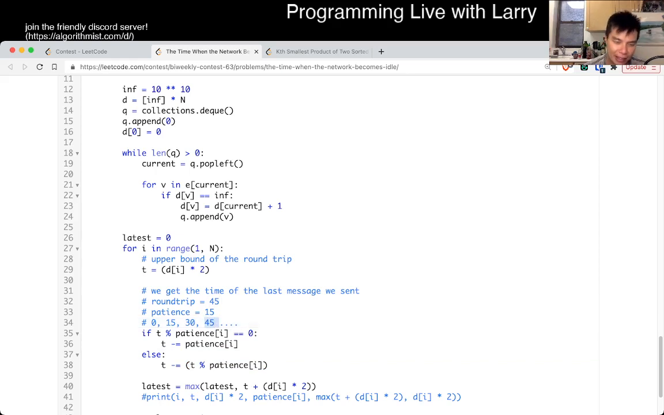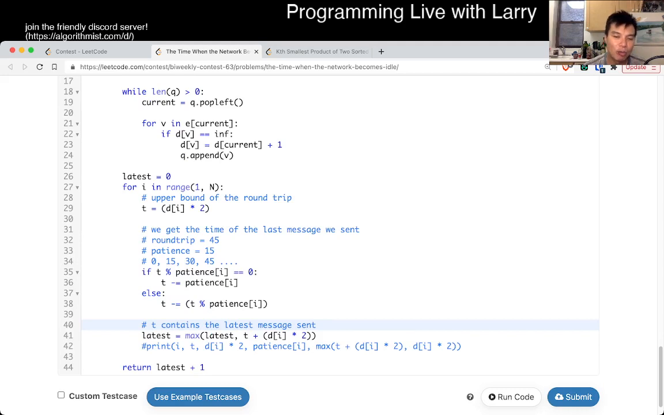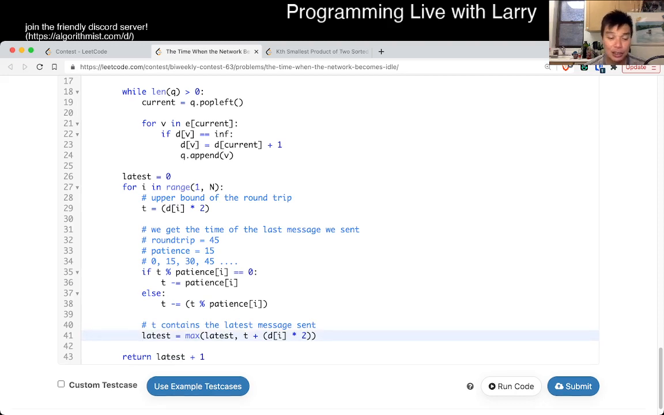So you send a message at 30. Yeah. And since now T contains the latest message sent, if we send a message at time T, then the round trip is going to be the time that you get back, ignoring this. So then this is now the latest, and then you just max over all the latest, plus 1, because that's the latest time you get a message back. The plus 1 is so that's the next time in which it is idling.